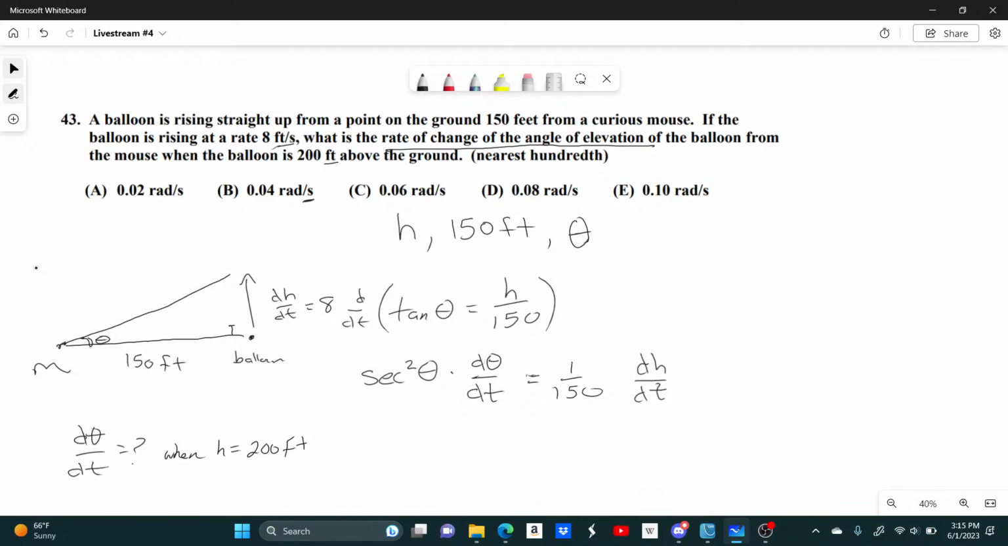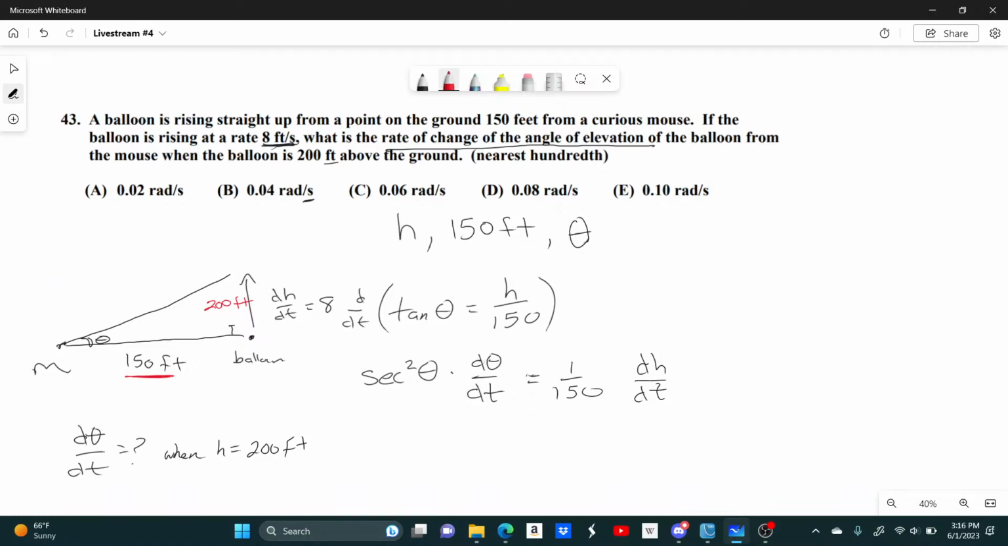So we have this 150, that's a constant. We have this dh dt, it tells us it's 8 feet per second, because that's the rate that height is increasing. But we don't have theta. That's okay, because we can solve for theta. If you're looking at this triangle, this length is 150 feet, that's a constant. And it tells us that this is when the balloon is 200 feet above the ground. So we can solve for this angle. We can use tangent.